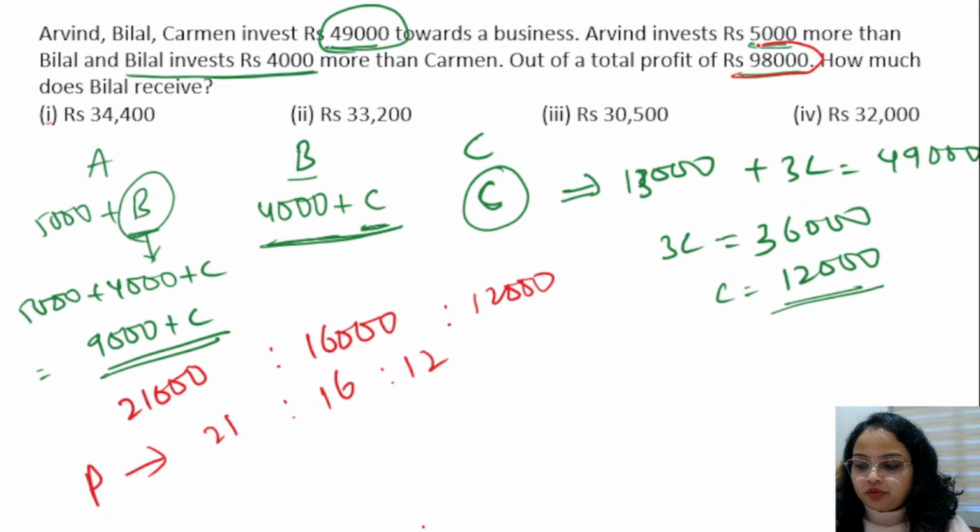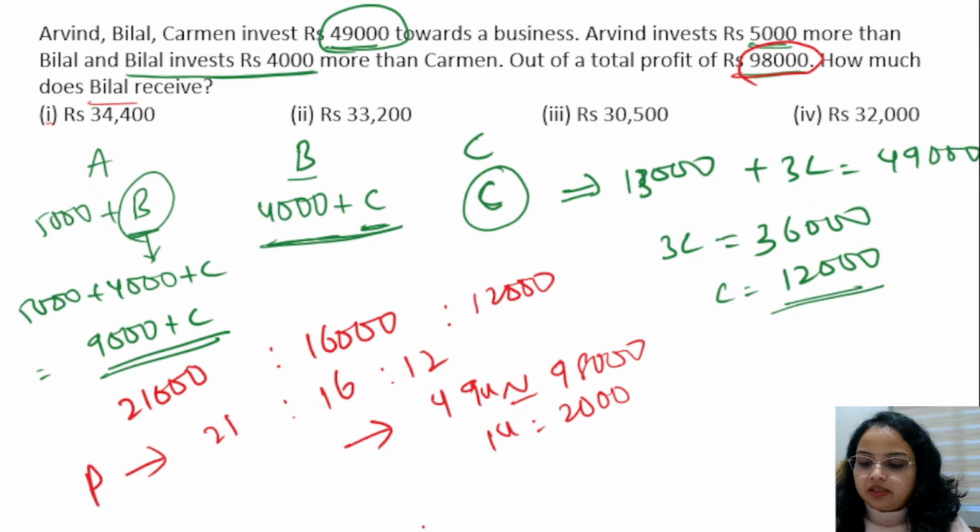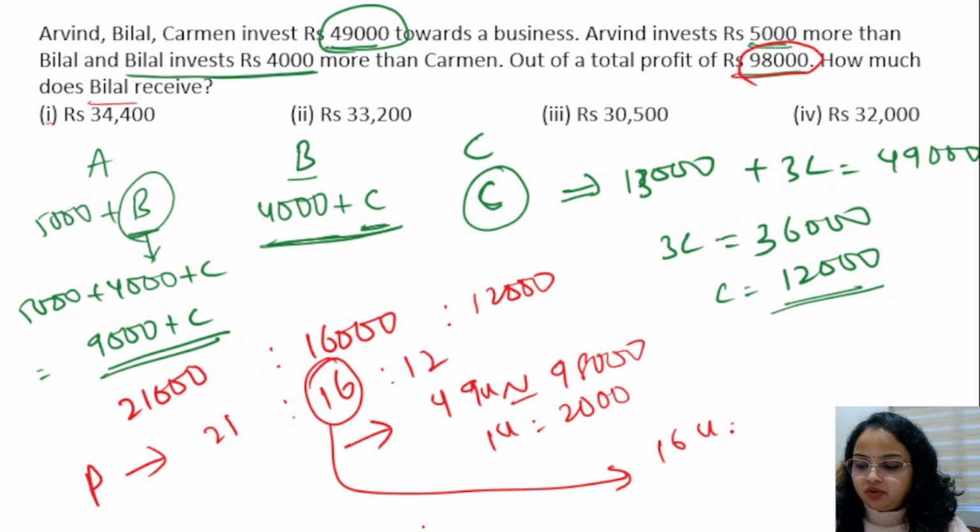The total profit is 98,000. What is the total profit in units? 21 plus 16 plus 12 is 49. 49 units is equal to 98,000. So 1 unit is equal to what? It is 2,000. How much does Bilal receive? Bilal is the middle one, 16 units. So 16 units is 16 into 2,000, it is 32,000. Fourth option.